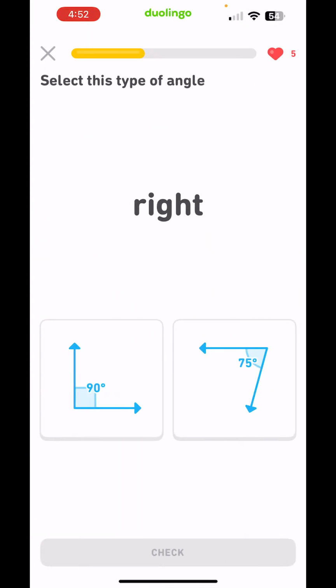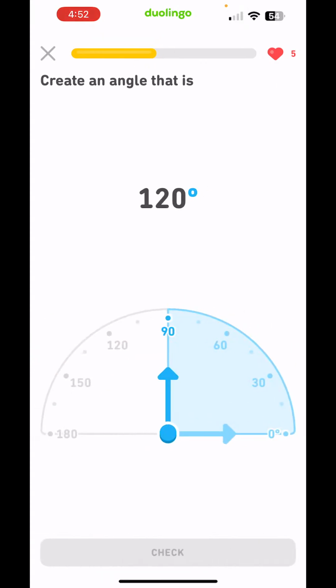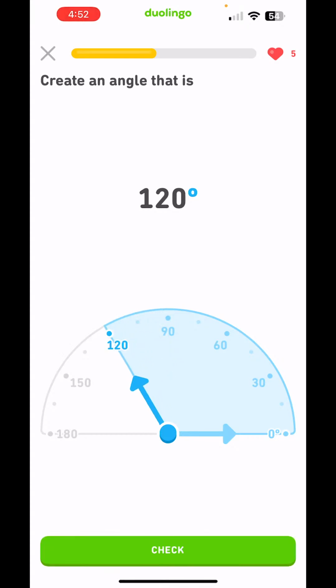Okay, our right angle is this one here. Uh-oh, did I go out again? Are we still live? We're still live. Okay, I thought something happened. All right. Create an angle that is 120. All right, that's simple. Just move this right here.